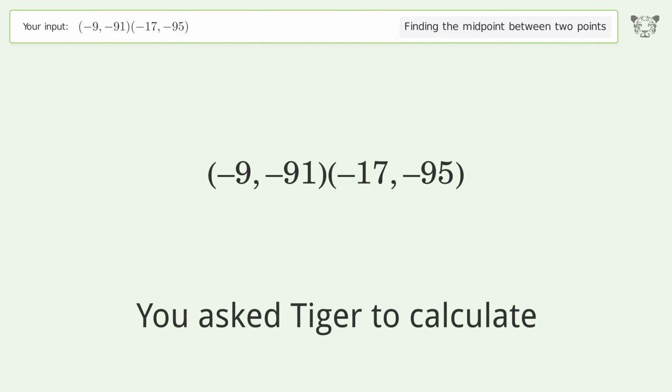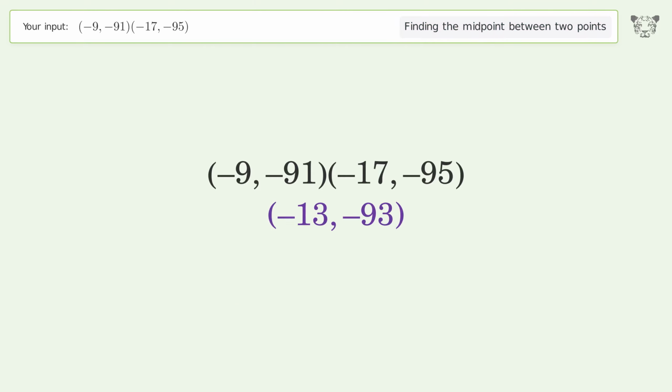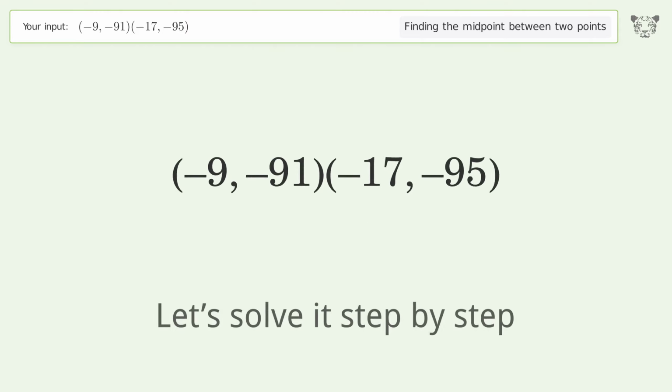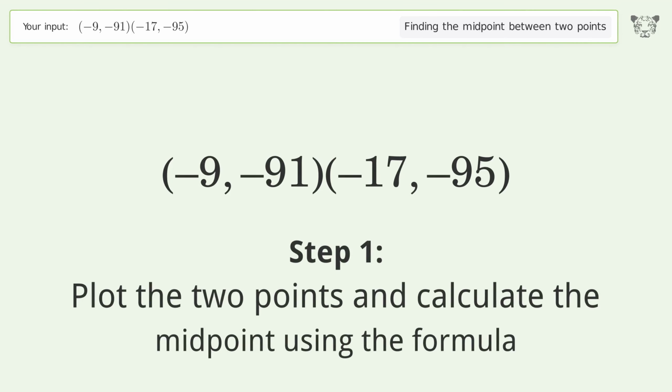You ask Tiger to calculate. This deals with finding the midpoint between 2 points. The midpoint between the 2 points is -13, -93. Let's solve it step by step. Plot the 2 points and calculate the midpoint using the formula.